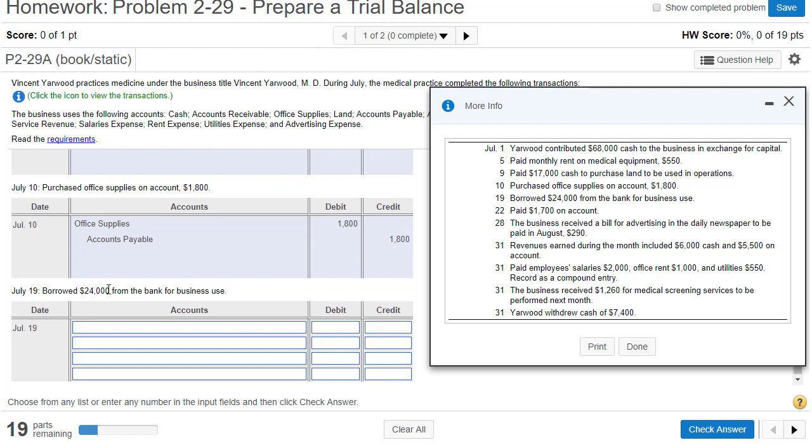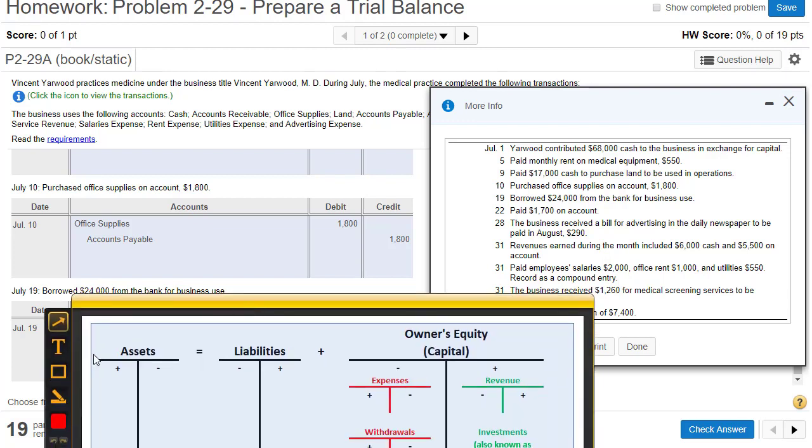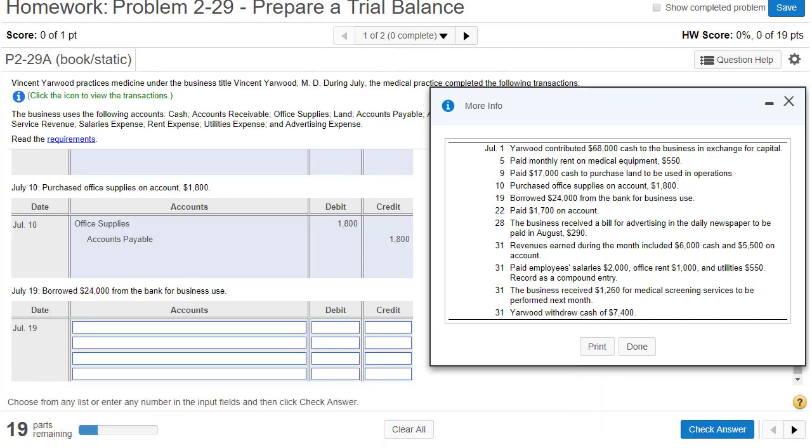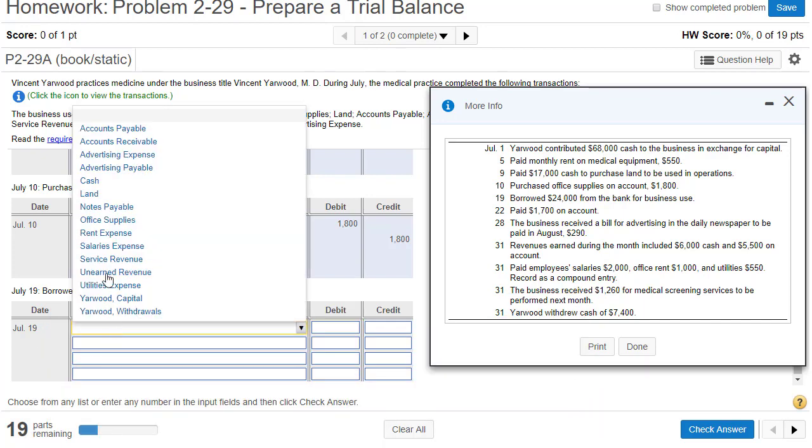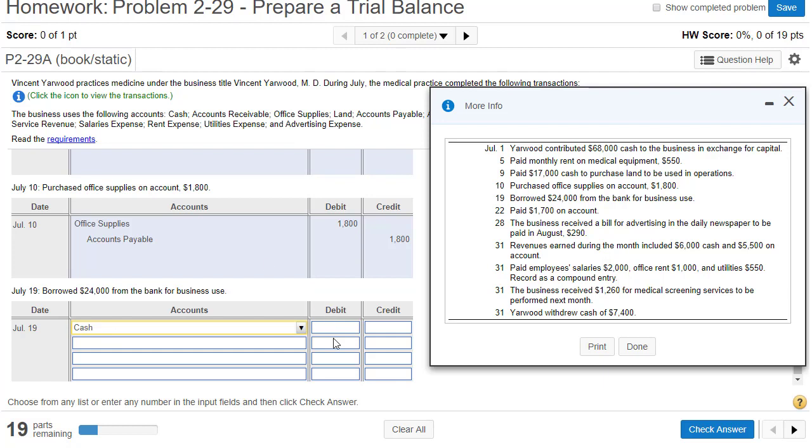July 19th, we borrowed $24,000 from the bank for business use. Well, our cash account, which is an asset, is going up. We have more cash, so that is our debit account. Cash debited $24,000, and now we need a $24,000 credit.